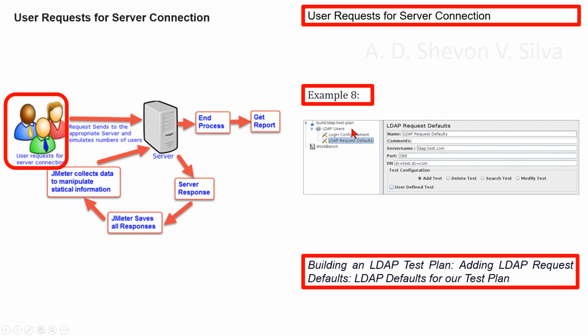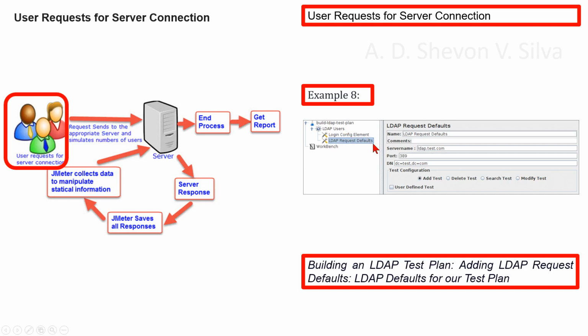Begin by selecting the LDAP users element. Click your right mouse button to get the add menu, then select add, then config element, then LDAP request defaults. Then select this new element to view its control panel.